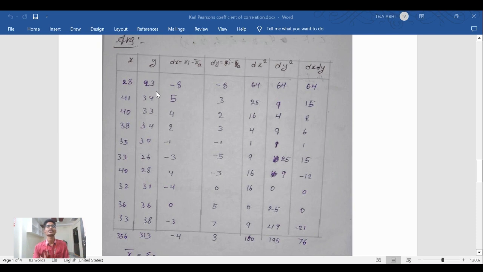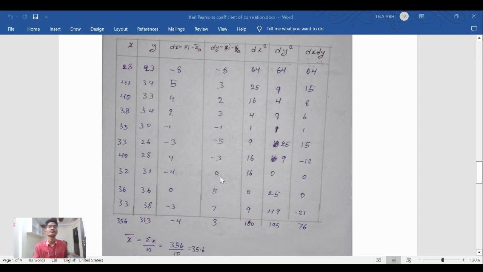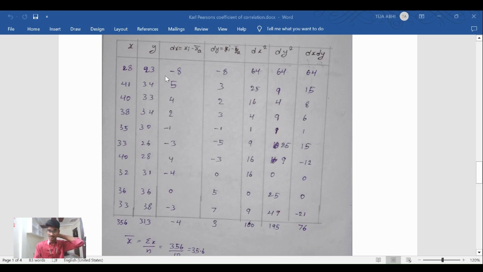Similarly, for the y values, I'm taking 31. 23 minus 31 is minus 8. 34 minus 31 is 3. 33 minus 31 is 2. 34 minus 31 is 3. 30 minus 31 is minus 1. 26 minus 31 is minus 5. 28 minus 31 is minus 3. 31 minus 31 is 0. 36 minus 31 is 5. 38 minus 31 is 7. So I have the values dx and dy.